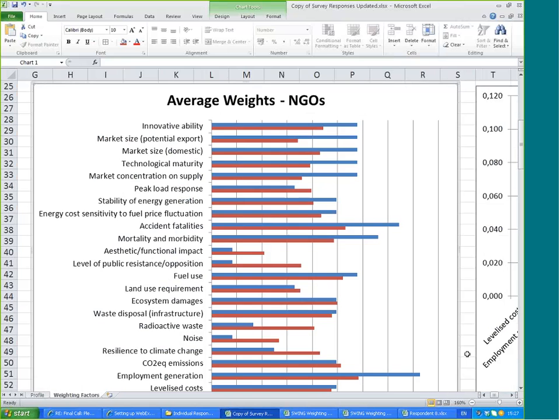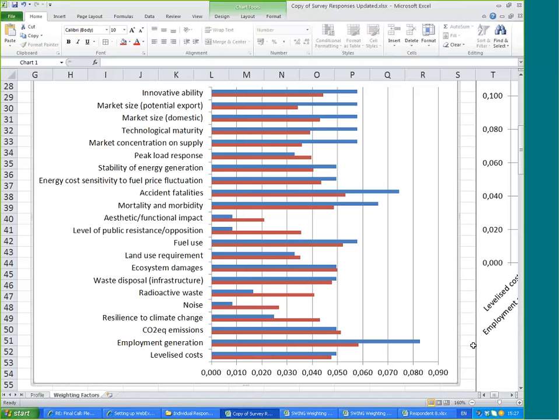So you can see clearly that employment generation is the most important criterion, whereas noise, aesthetic impact, and level of public resistance are the least important ones. And you can see that there is quite a divergence from the average.